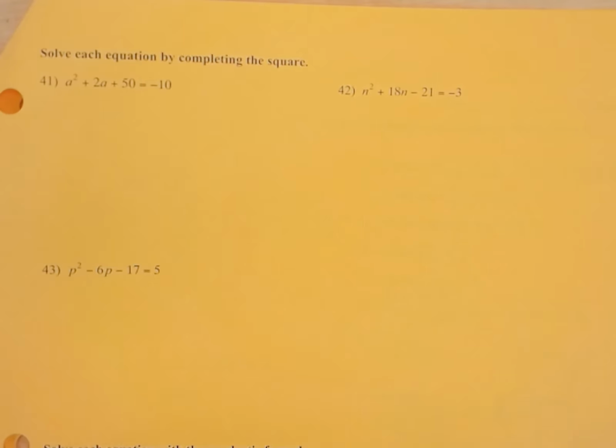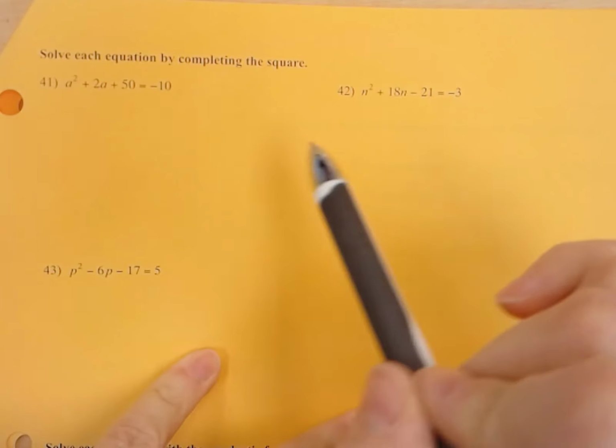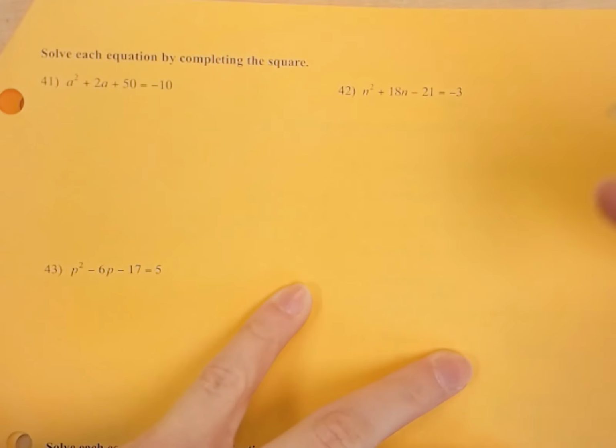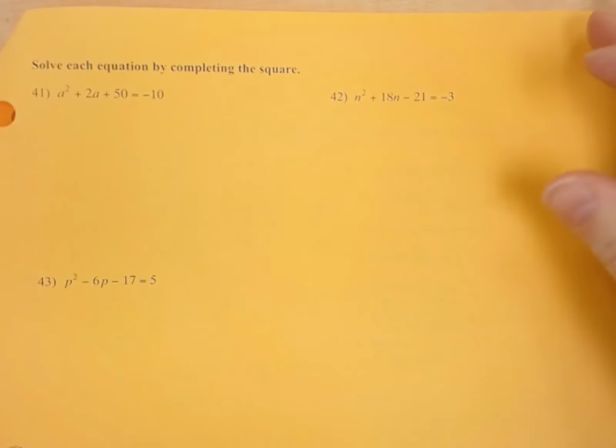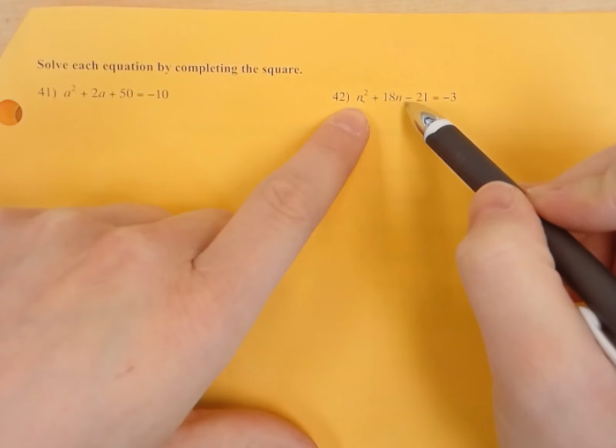Okay, time to complete the square. So fun. Okay, completing the square. The reason that we care about completing the square is so we can solve an equation by taking a square root. Because I have an n squared and an 18n.